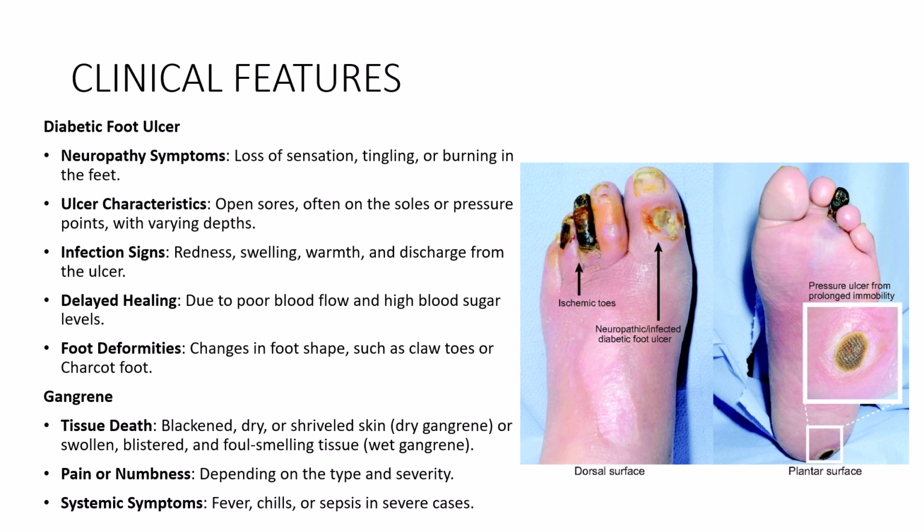So next we have the gangrene. How does diabetic gangrene look? It causes tissue death, so there will be black and dry or shriveled skin. Like over here, you can see dry gangrene can be formed, or it can be ischemic toes like this, and a neuropathic or infected diabetic foot ulcer like this as a wet gangrene. You'll also find pain or numbness based on the type and severity, and systemic symptoms like fever, chills or sepsis in severe cases.